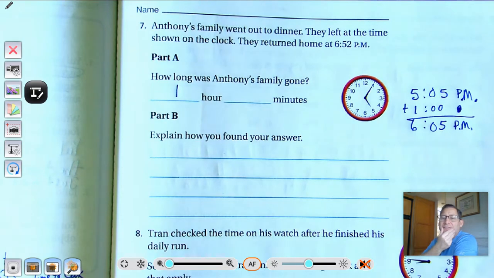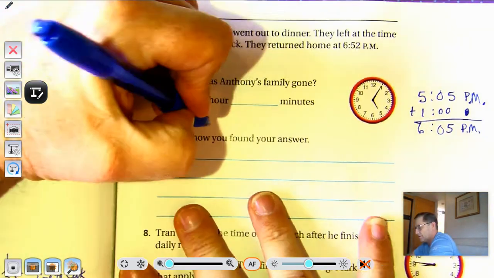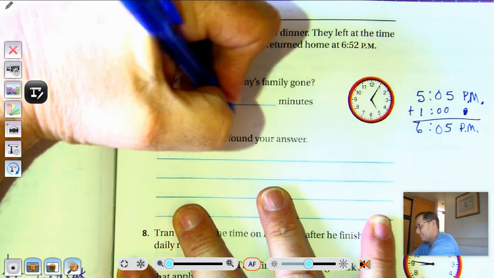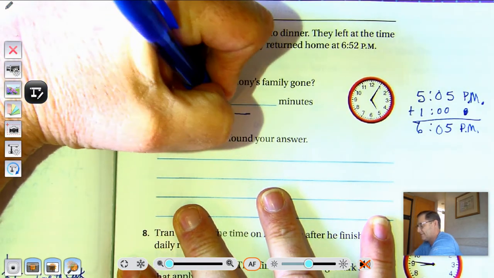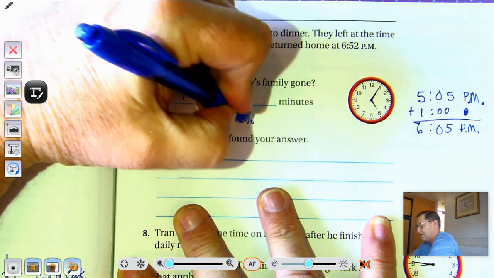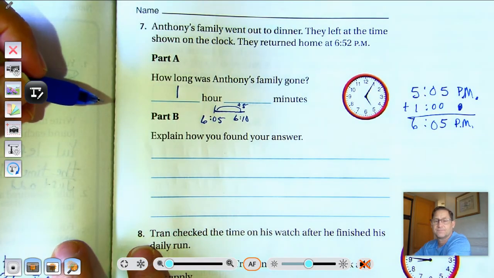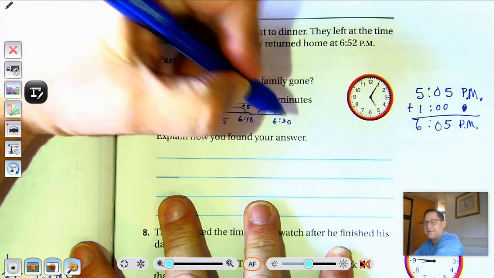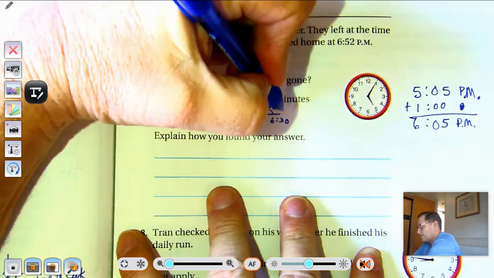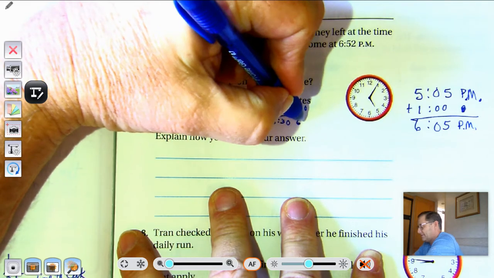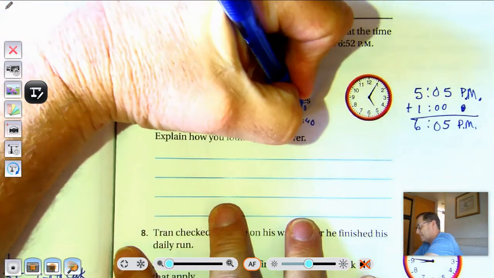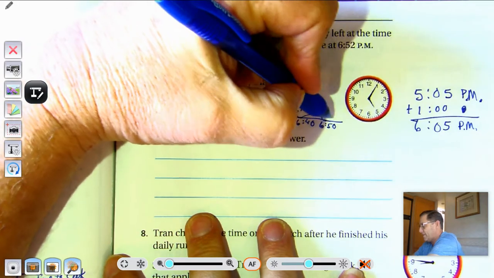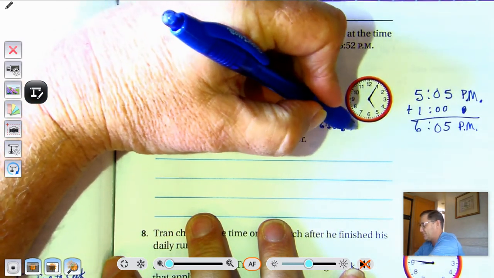Okay, now we have to go from 6:05 to 6:52. So I'm going to use a number line at this point. So 6:05 is my beginning time, and I'm going to extend it out until I get to 6:52. I'm going to start with adding 5 minutes. Now I'm at 6:10. Now I'm going to add 20 minutes. That puts us at 6:30. And now I'm going to go 10 more minutes, and now I'm at 6:40. I can add 10 more minutes. That would put me at 6:50. And 6:50 plus 2 minutes would make me 6:52.